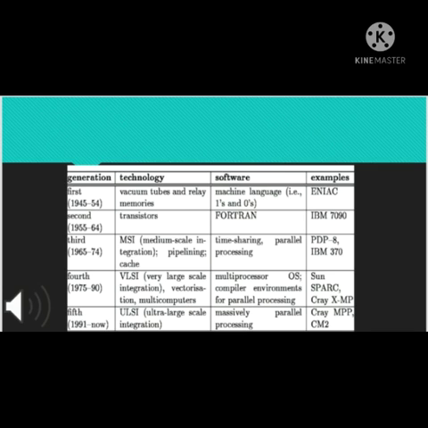And then the second generation is 1955 to 64, and the technology used is transistors, and the software is Fortran. Example: IBM 7090. And then the third generation is 1965 to 74. Technologies used are MSI, that is medium scale integration, pipelining, cache, and the software used is time sharing, parallel processing. Examples are PDP-8, IBM 370.